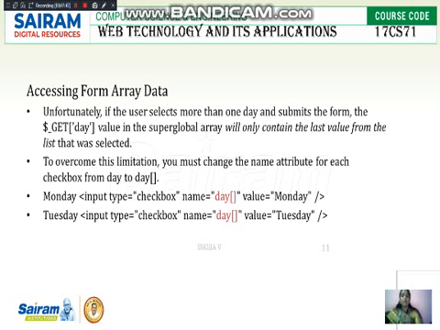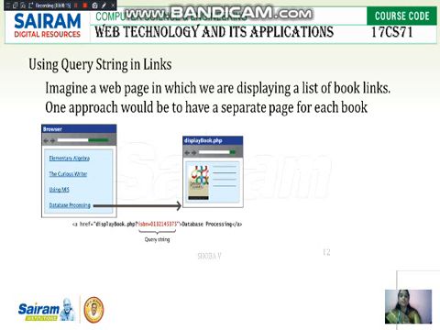So here, unfortunately, if the user selects more than one day and submits the form, the value in the GET super global array will only contain the last value from the list that was selected. To overcome this limitation, you can change the name attribute for each checkbox from day to day[]. So you can modify, update, and make any kind of changes at any time, and it can be used in the GET method only. And using query strings and links.